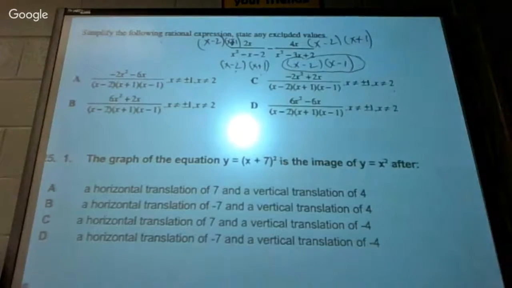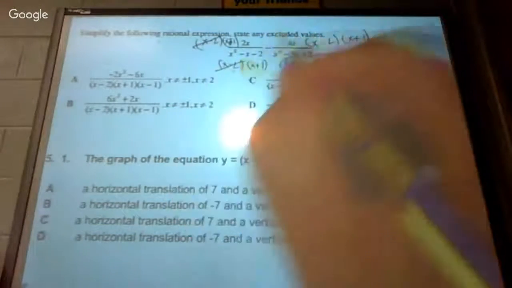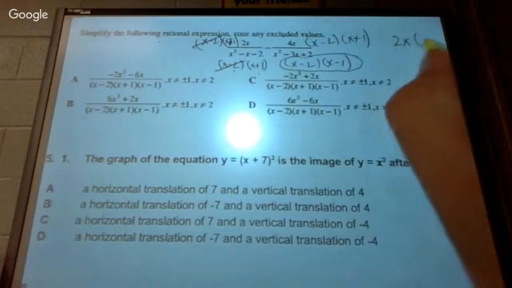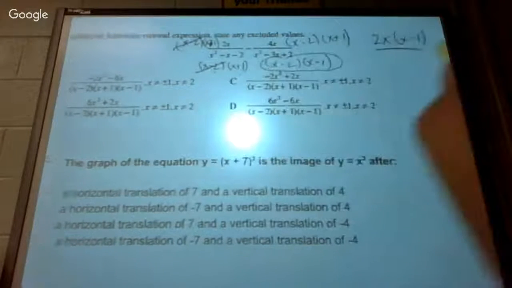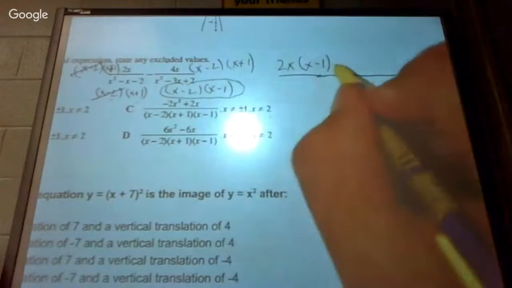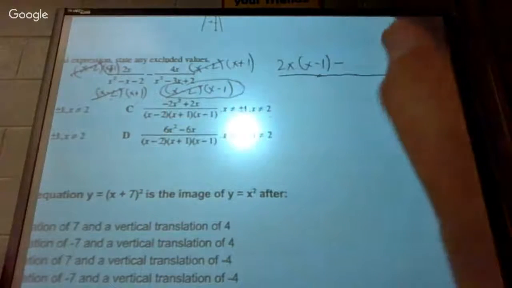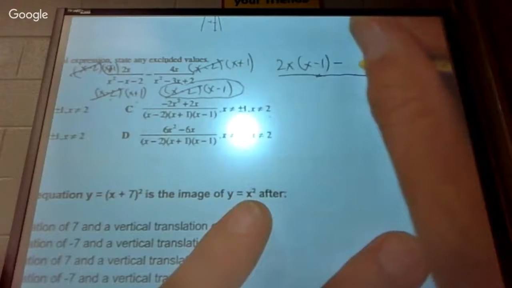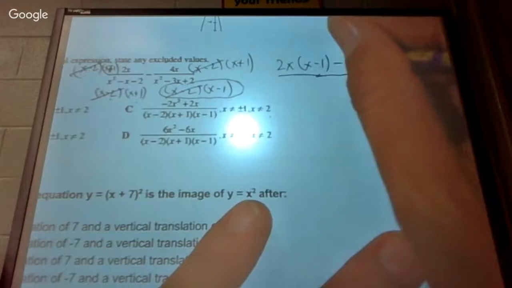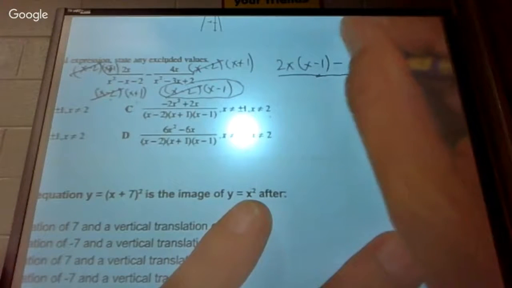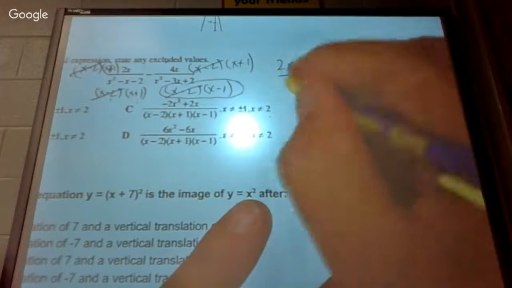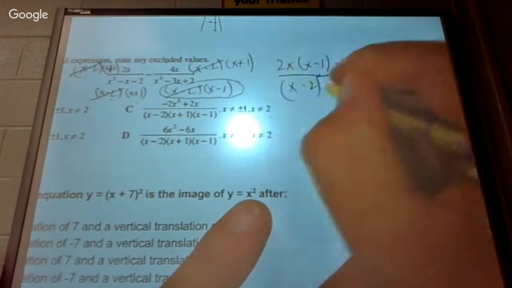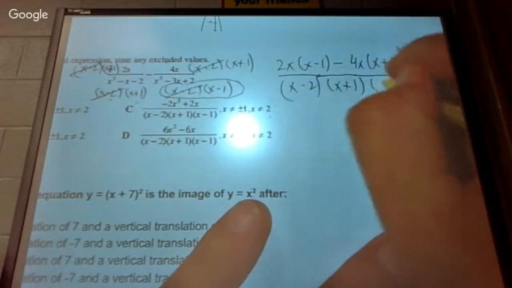All right, and let me tell you what happens. We have some stuff cancel. We have 2x parentheses x minus 1 over, well, we'll continue that in a minute. And then we have minus 4x parentheses x plus 1 over x minus 2, x plus 1, x minus 1.